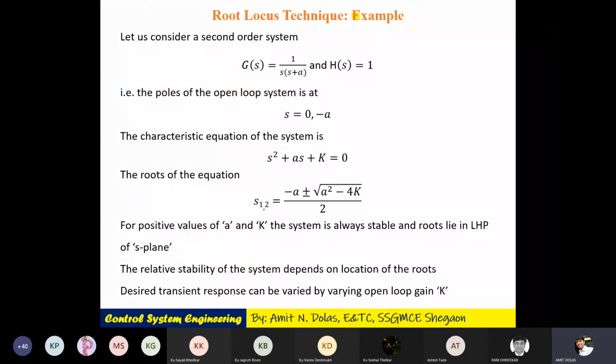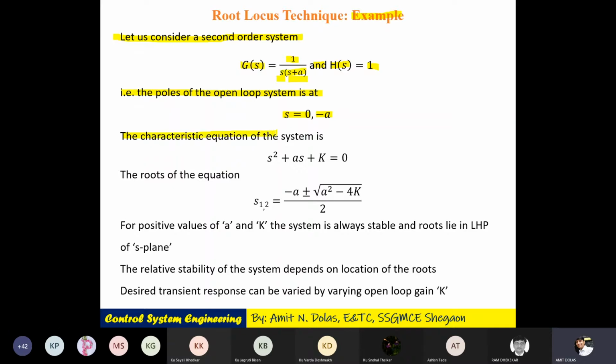Now, one example of the root locus technique. Let us consider a second order system where G(s), the open loop transfer function, is 1 by s into (s plus a). That means there are two poles, s equal to 0 and s equal to minus a. And H(s), that is the feedback, is unity, 1. The poles of the open loop system, we have already seen several times: s equal to 0, and by putting s plus a equal to 0, you get minus a. There are two poles.